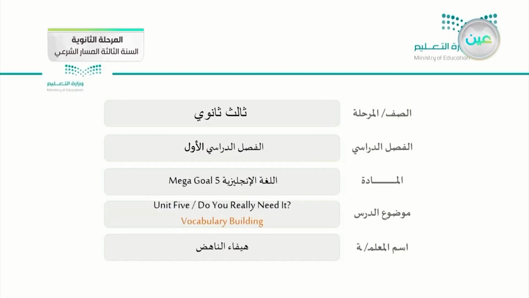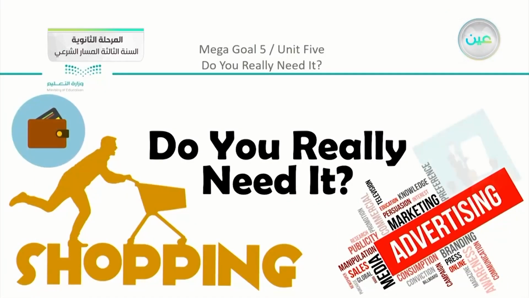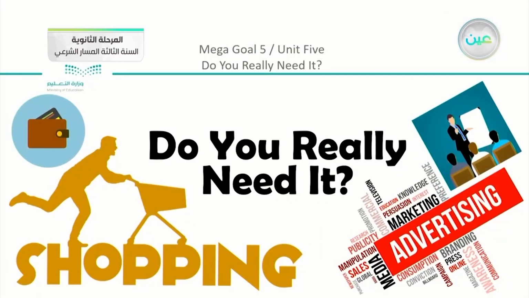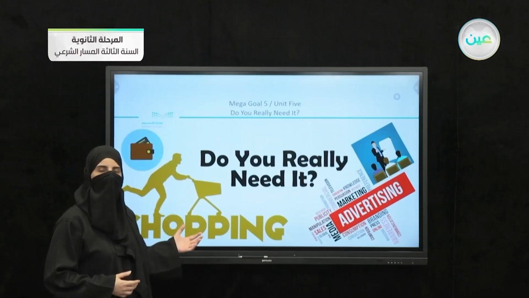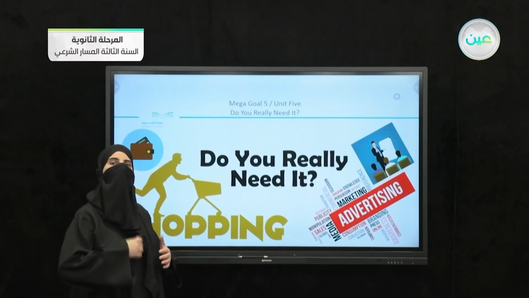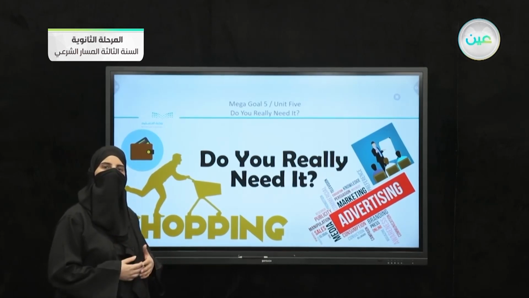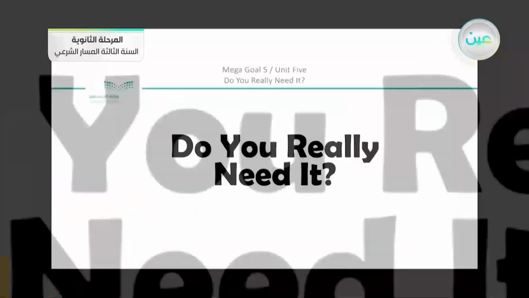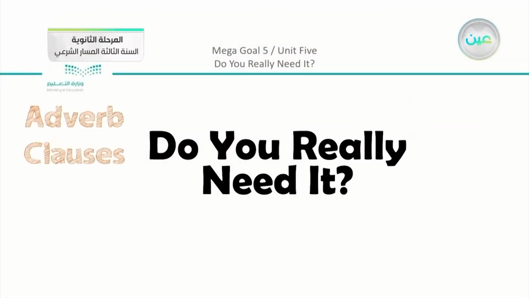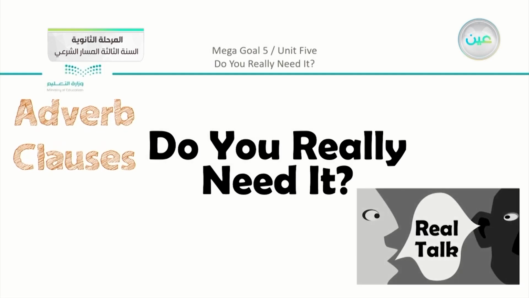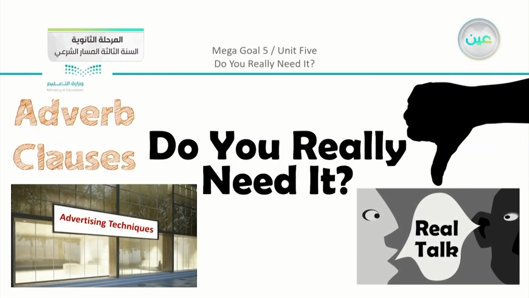We have here Unit 5. Now the title of the unit is Do You Really Need It? And within the unit you can see that we talked about different topics concerning advertisement, about shopping. We took something about advising against something, and we had the pronunciation too. Now, once again, you can see that we have adverb clauses also, and the real talk are also parts of what we talked about. And as we said, we have different types of phrases and different types of pronunciation.